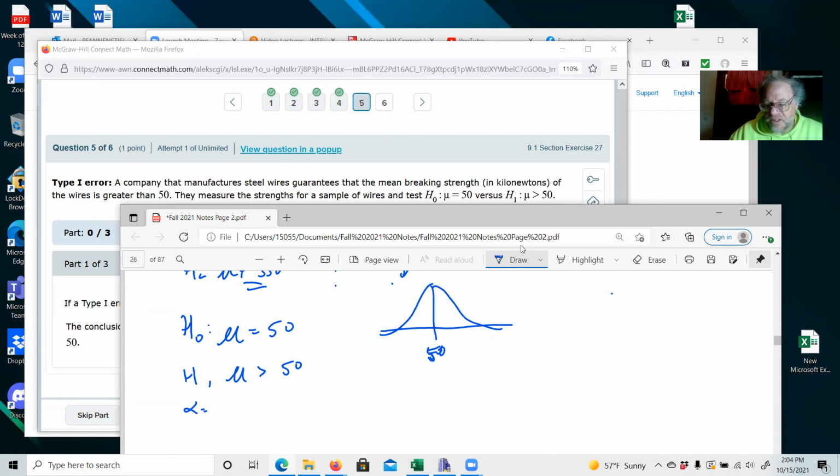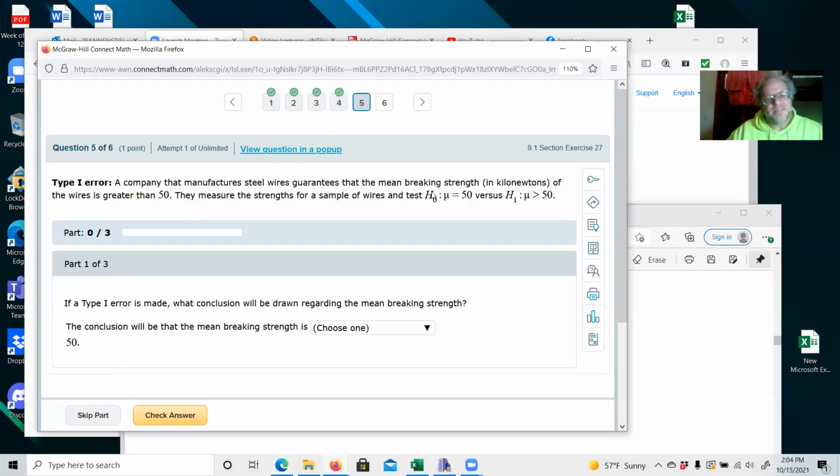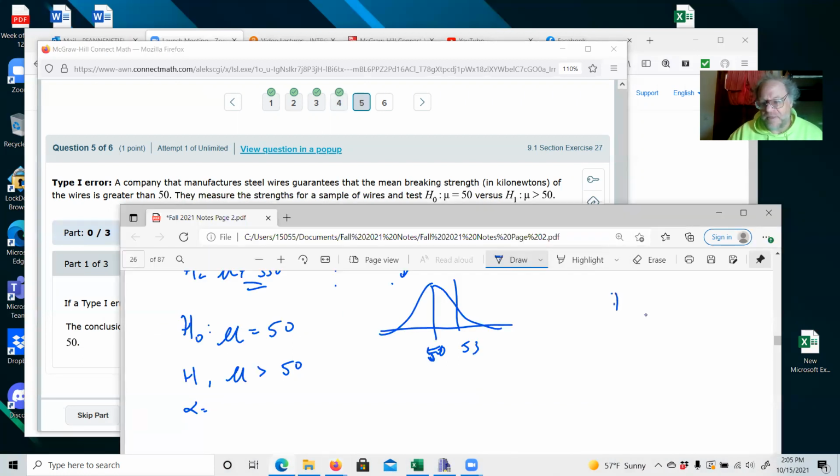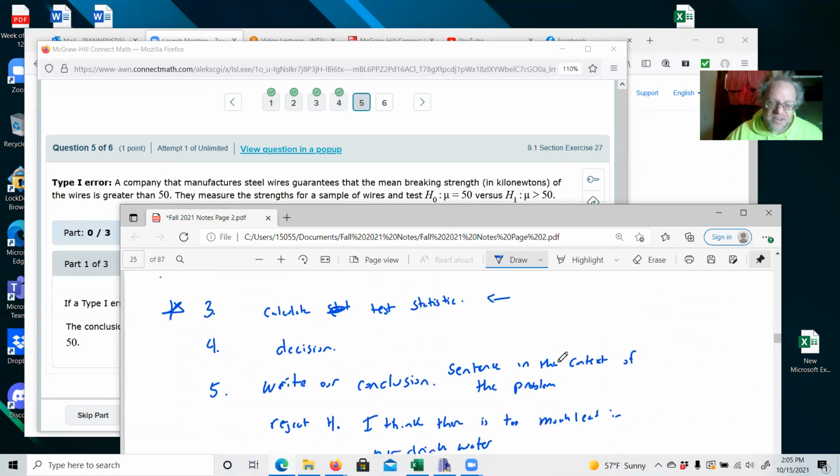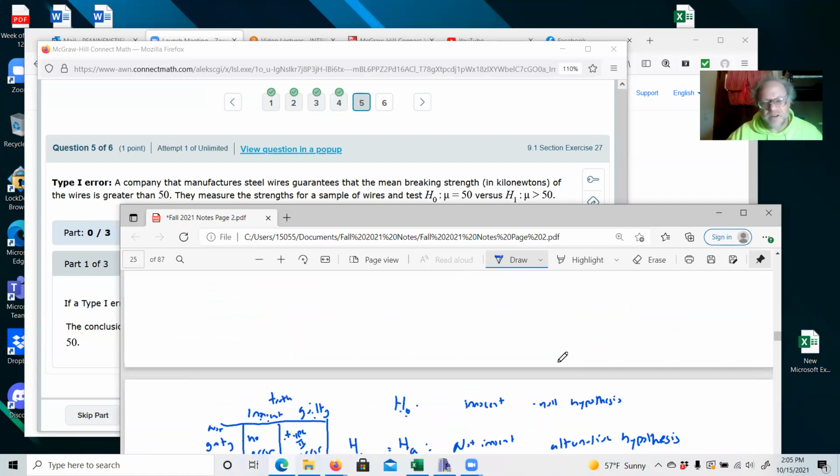We are concerned that the average is actually up here somewhere, like 53 or 51. Okay, so if a type 1 error is made, what conclusion will be drawn from the mean breaking strength? So we're told that it's a type 1 error. Okay, what does the type 1 error say again? We have to go up here and look at our little chart.